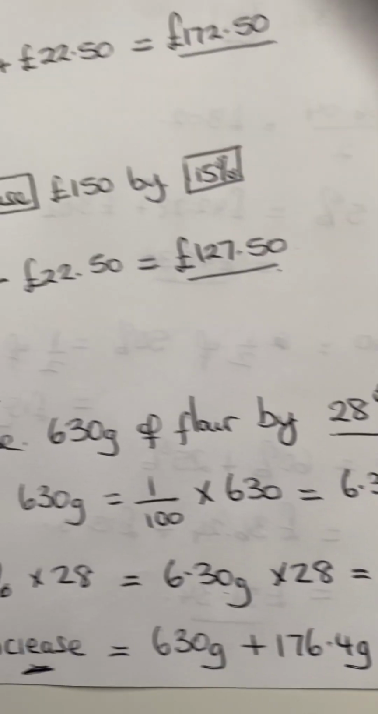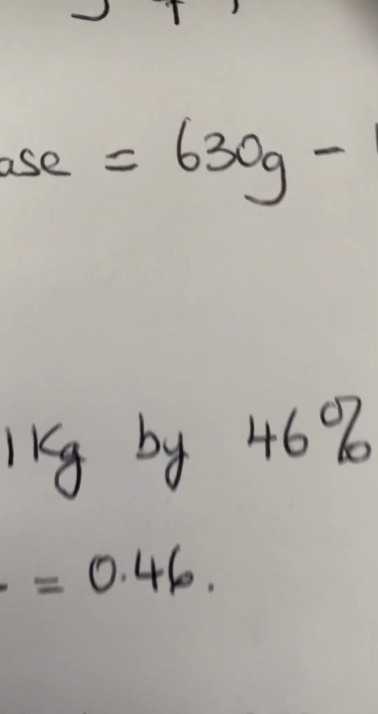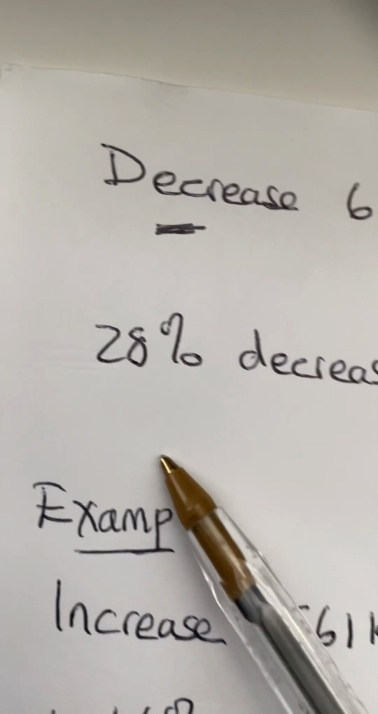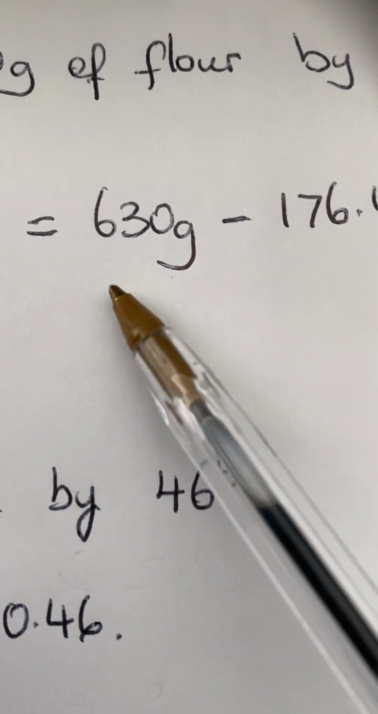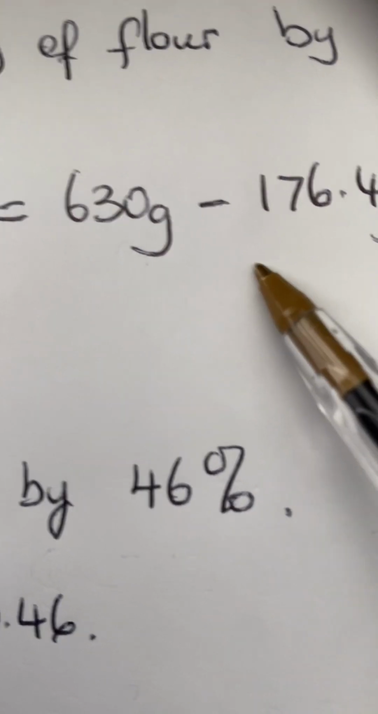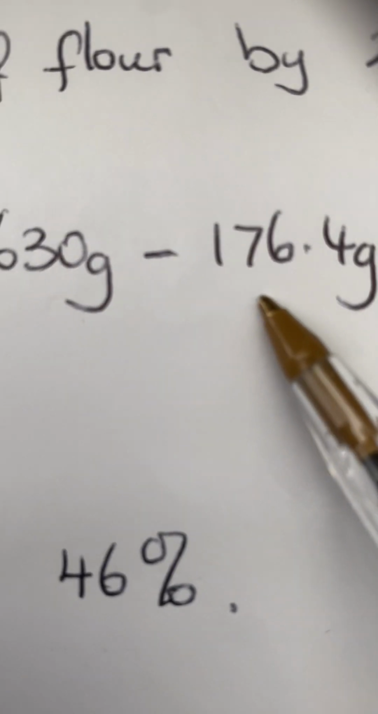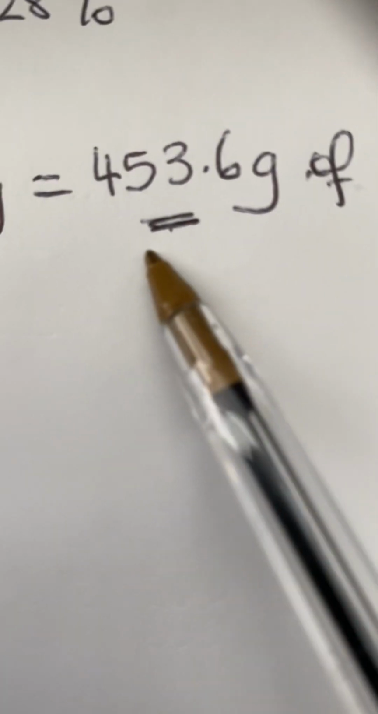Now the same question, assuming they ask you to decrease it, you've already found the 28% using the 1% and multiplying by 28. So now 630 grams minus, because you are decreasing, 176.4 grams, which will give you 453.6 grams of flour.